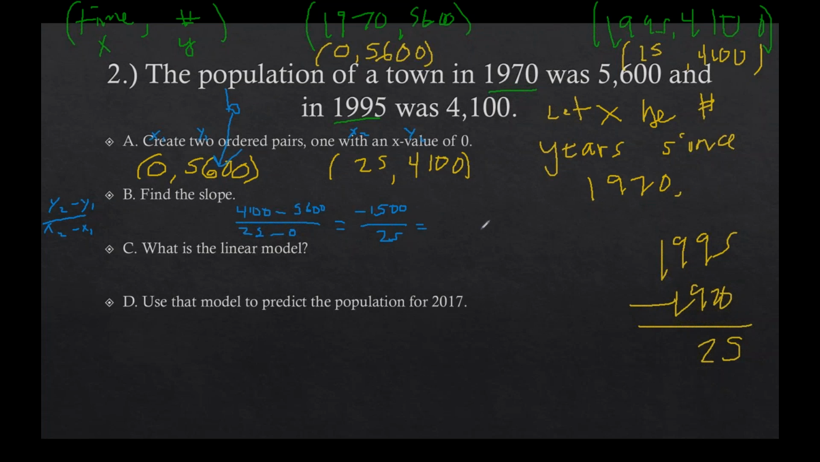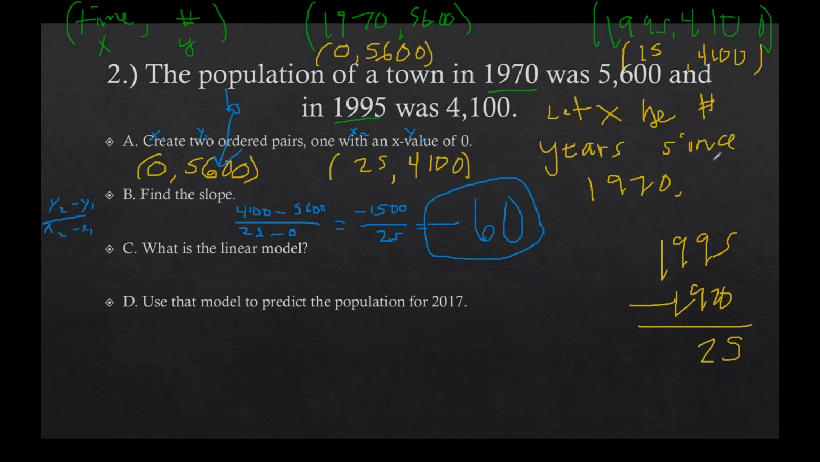And what does that simplify to? Negative 60. So that means this slope right here tells you every year after 1970, the population in this town decreased by 60 people, right? Because the slope is a constant change. So every year, 60 people left or died, whatever. They just no longer are there.